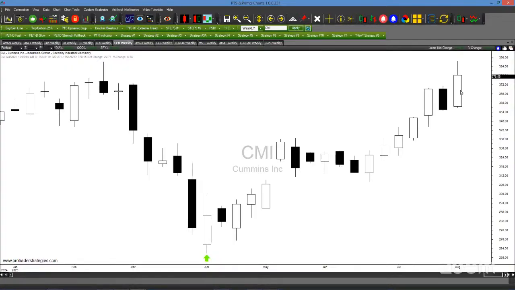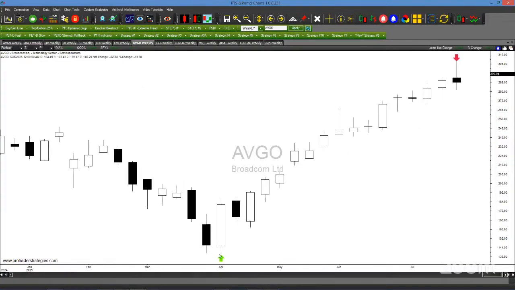What you could do is, if you're interested in buying CMI, once you saw that it generated a trend reversal to the upside bar, well, then all you have to do is apply your own strategy or your own way of buying CMI. It's up to you. Let's look at AVGO. The same thing applied in April.